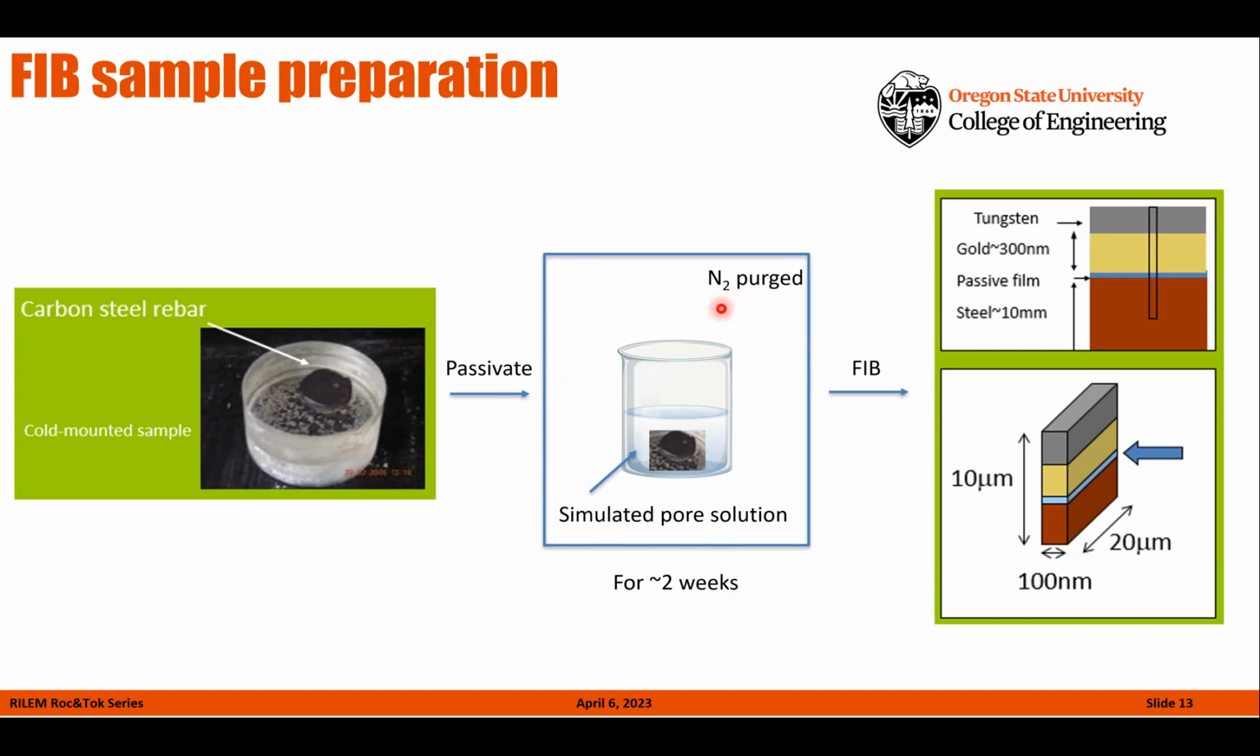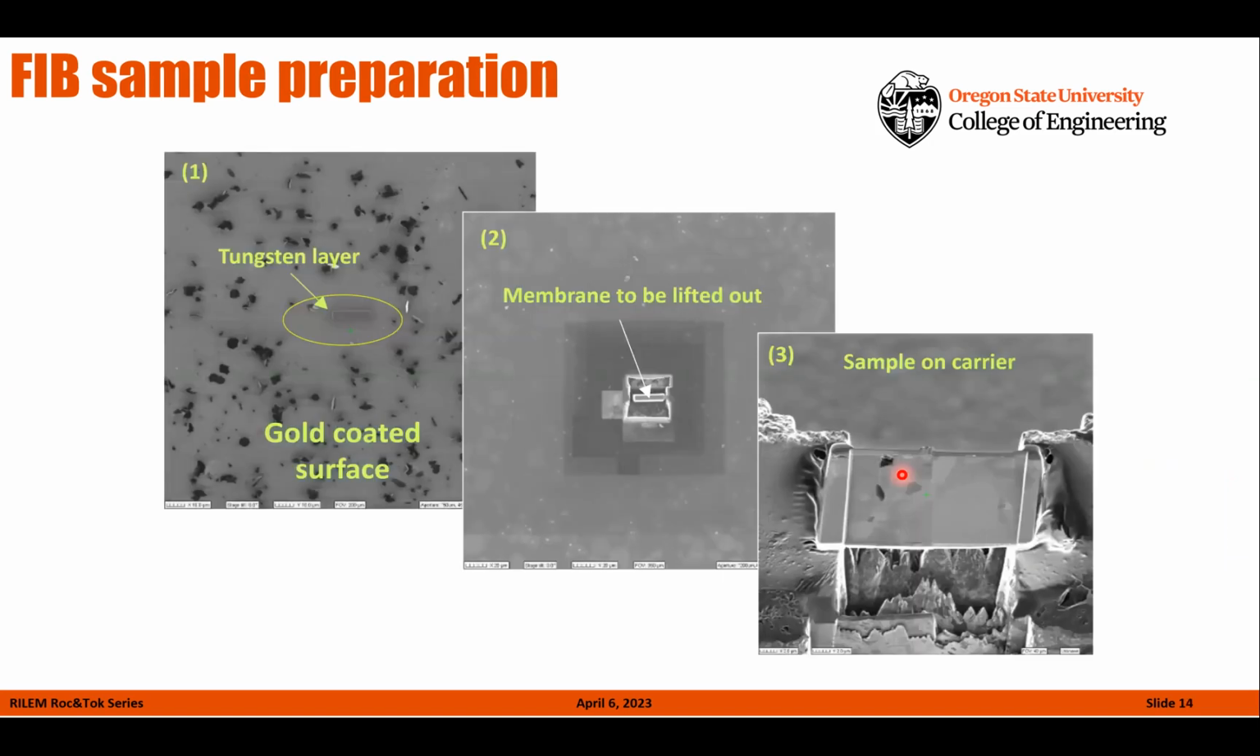And then we deposit onto these passive films a gold layer to lock these passive films, and a tungsten layer to make sure that the layers are stable. Then you use a focused ion beam to trench out an electron transparent thin sample so that you can look at it from the side under a TEM microscope to study the thin passive film. So that's basically the idea of focused ion beam sample preparation.